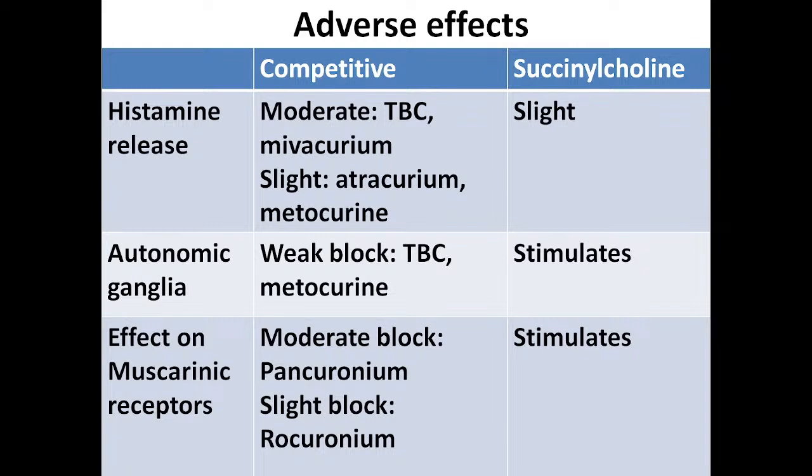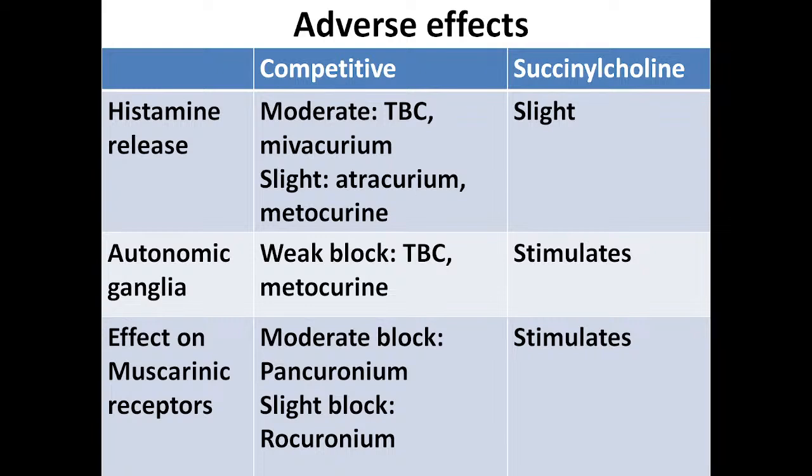What about the effect on muscarinic receptors? Now, succinylcholine is not specific for the neuromuscular or for the nicotinic receptor. It can also stimulate the muscarinic receptors. And what can happen if there is cardiac muscarinic receptor stimulation? Which receptors are there in the heart? M2. Okay, and what would happen if there is stimulation of the muscarinic receptors in the heart? Yes, there could be bradycardia.